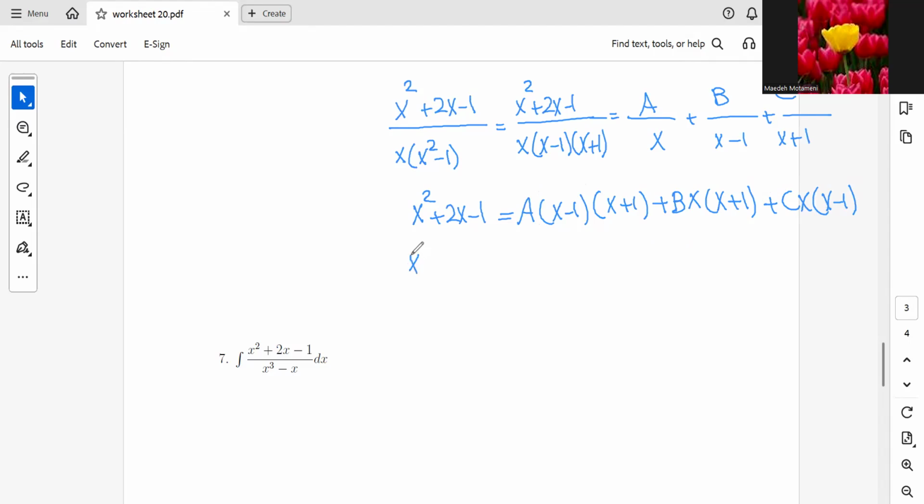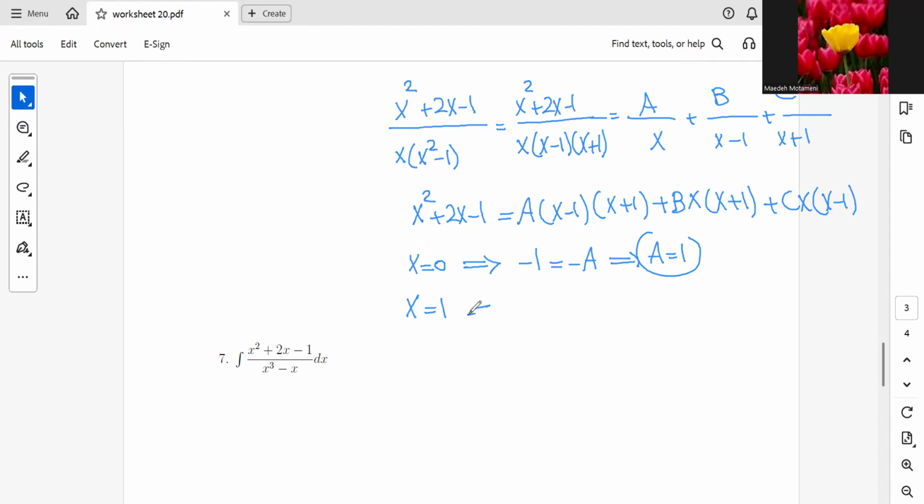I prefer to plug in numbers. So let's say x is 0. If we plug in 0 on the left side, we would have -1. And for the right side, we only have the first term. We don't have the second one and we don't have the third one. So if you plug in 0, the first parenthesis will be -1, the second one will be +1. Altogether, you have -A. It means that A is equal to 1.